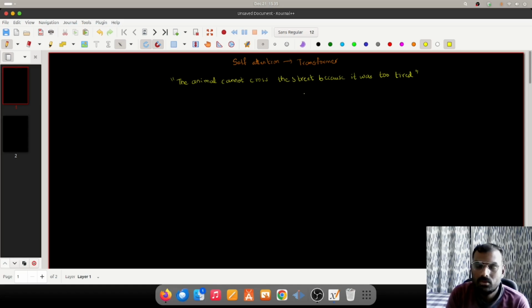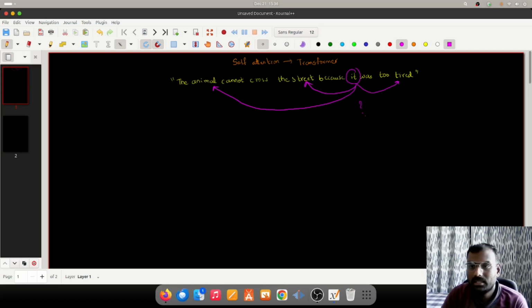Here, as a human, we can understand that the word it is referring to animal, right? We know it is referring to animal, but how does a machine know whether it is referring to street or animal or other words in the sentence? How can it understand? So for this context, there are three parameters we are going to define.